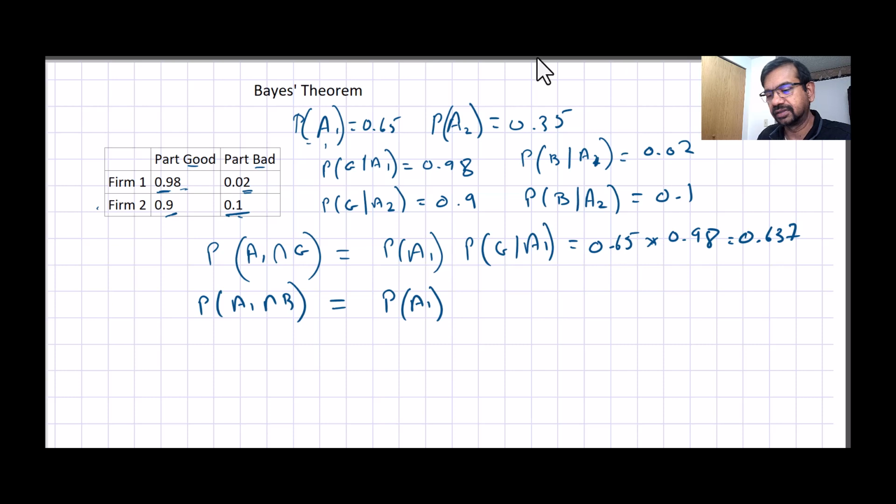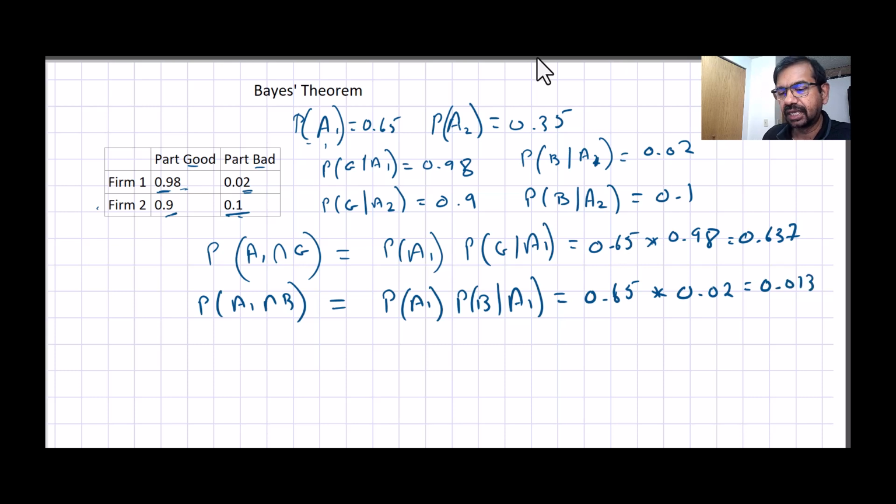Similarly, the intersection of A1 and B, that the part is bad and came from A1, is the probability of sourcing a supply from A1 times the conditional of bad given that it came from A1. And it's again 0.65 times 0.02, which is equal to 0.013.